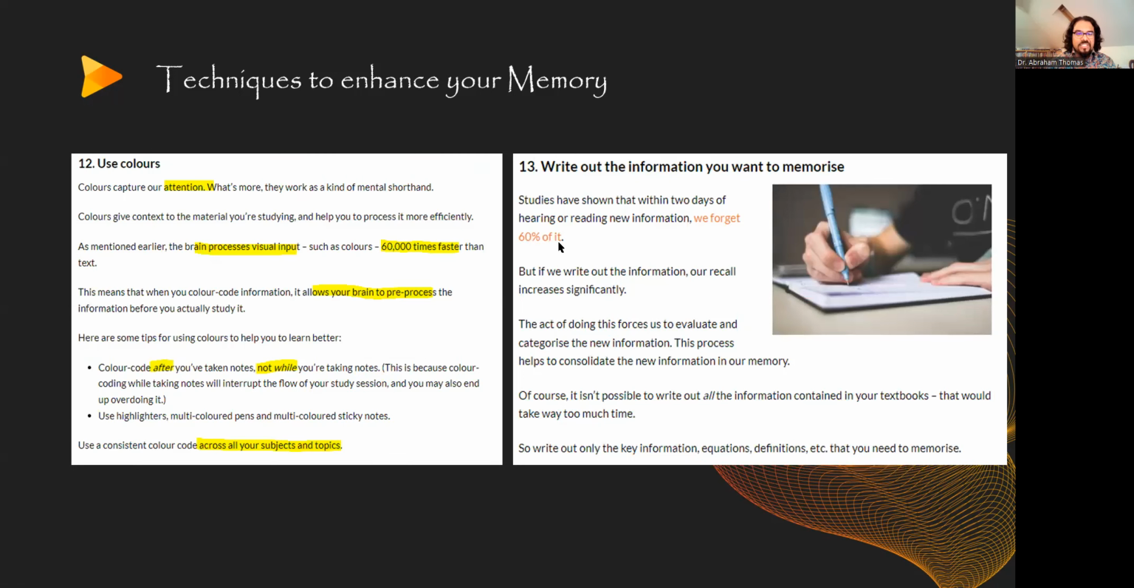Using colors, you can see that I've highlighted information here. So colors capture our attention. Like we said before, the brain processes visual input, such as color, 60,000 times faster than text. It allows your brain to pre-process the information, which I thought was really interesting.